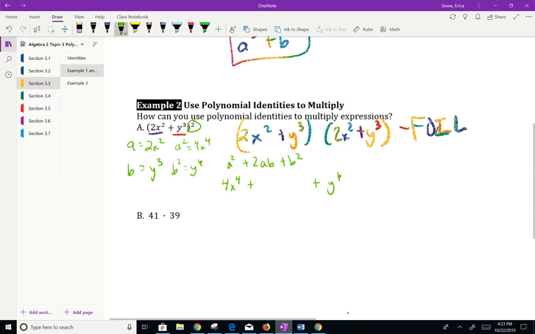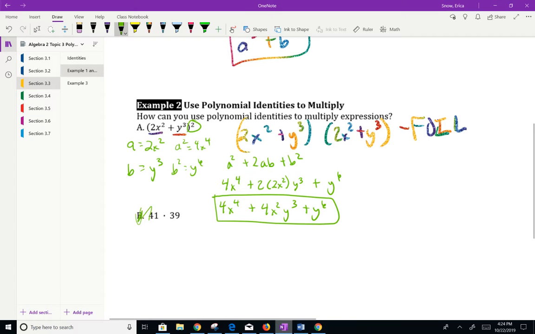And then in the middle, we're going to have 2 times 4x to the 4th times y. Whoops, that is not right. It's just ab, not a squared b. So 2 times 2x squared times y cubed. So we get 4x to the 4th plus 4x squared y cubed plus y to the 6th. And we didn't have to FOIL it, but you can if you want to.